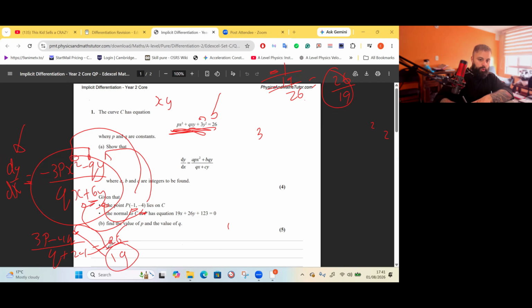So I'm going to times this by 57, I'm going to times this by 57, and I'm going to times that by 57. And I get 57p minus 228q is equal to 1,254. And what you just do is a simultaneous equation.